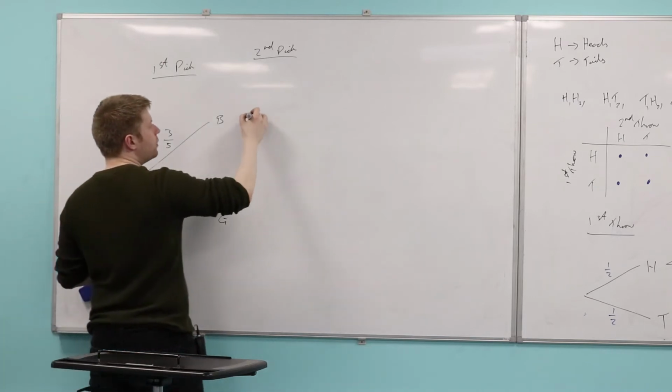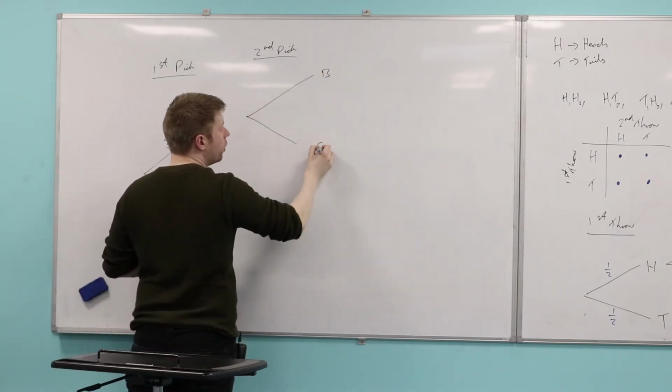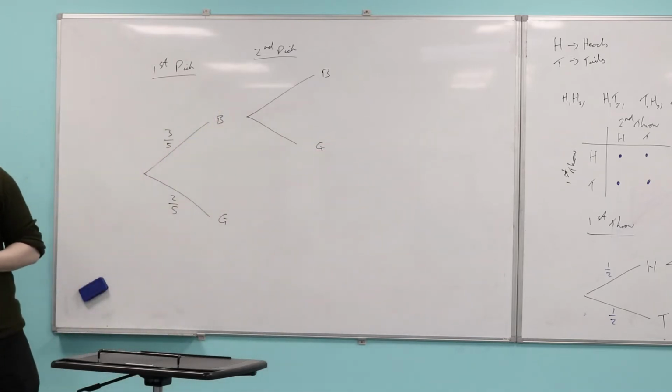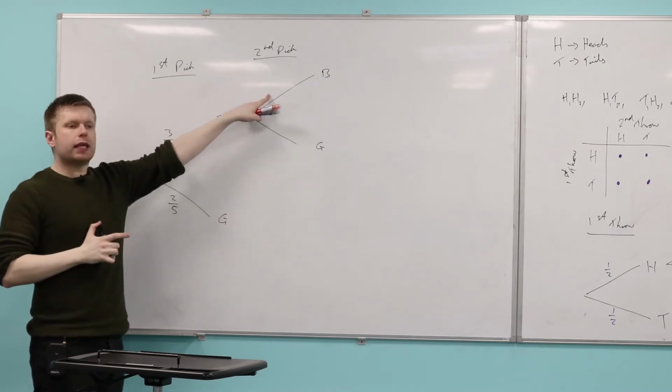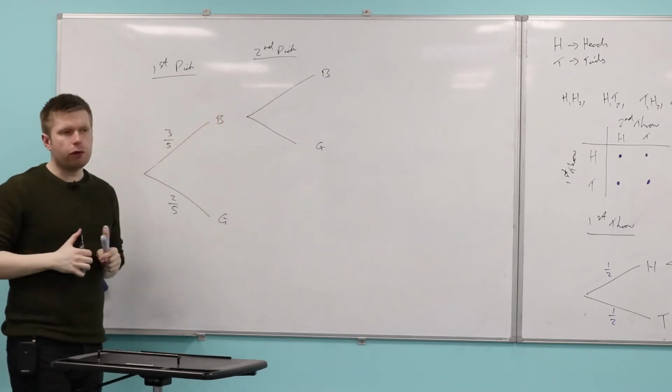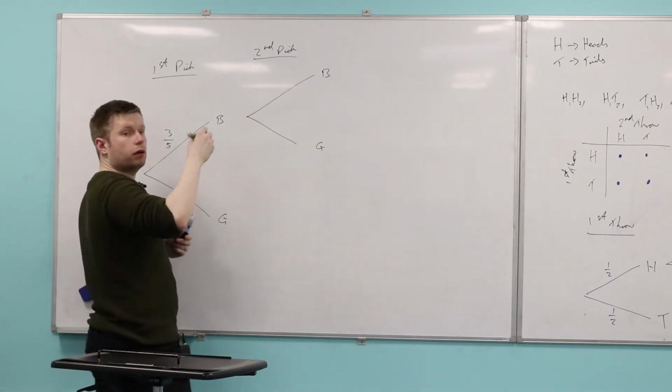Now, are you happy that if we take a blue sock out, we can still take 2 socks out? We can still take another blue, or we can take a green. Okay. But let's think here. What's the probability of taking another blue sock out, given that you've already taken a blue sock out? 2 over something.